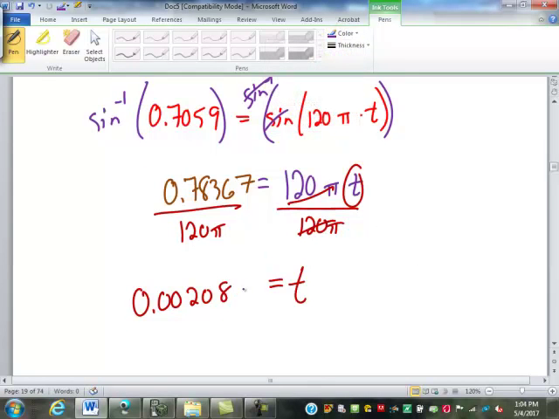That is a time in seconds. So that is saying 2.08 milliseconds will be the first time into that cycle where that voltage is at 120 volts. Does that make sense? A little bit?